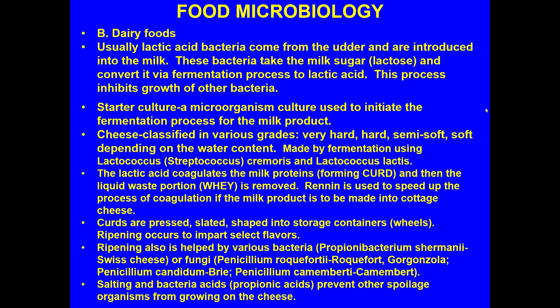And then there's a ripening that occurs, which may impart different flavors. Ripening is also helped by various bacteria. Propionibacterium shermanii, that's if you want to see Swiss cheese, you know, the big holes, or fungi, which is Penicillium roqueforti, which makes the Roquefort or the Gorgonzola cheese. If you're a fan of brie, then it's Penicillium candidum, or Penicillium camemberti for Camembert.